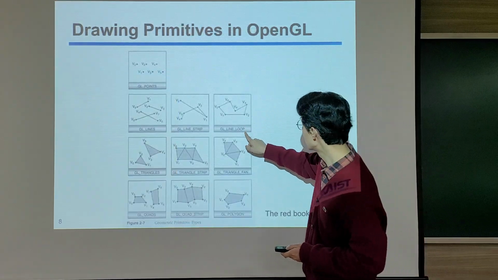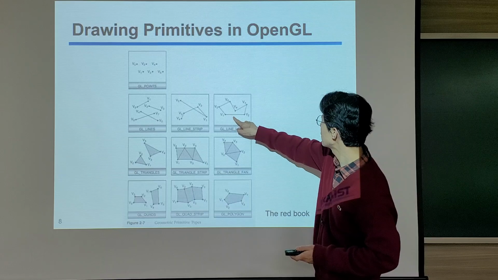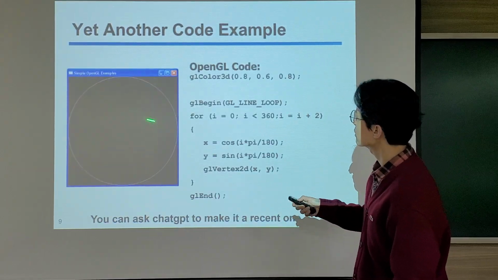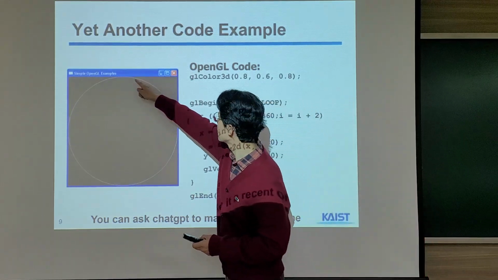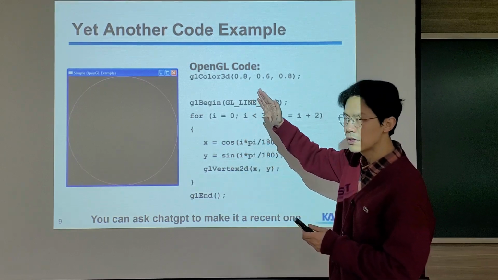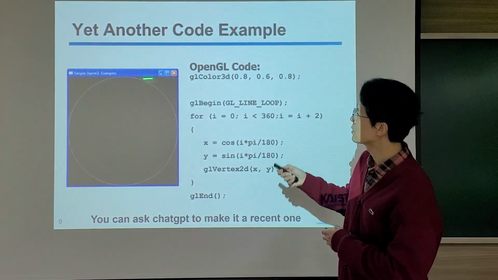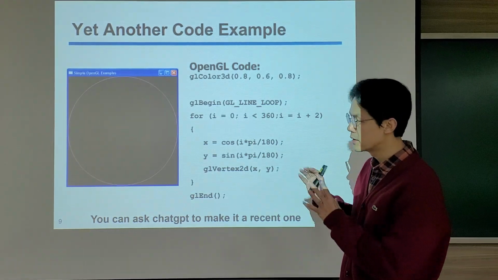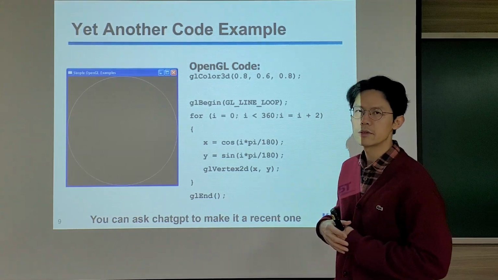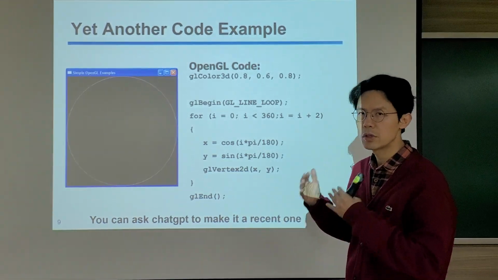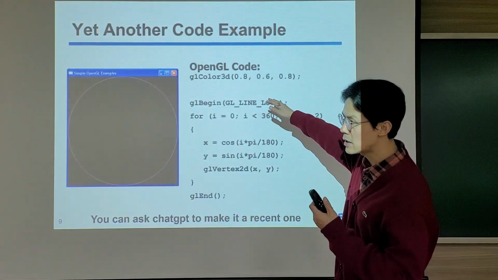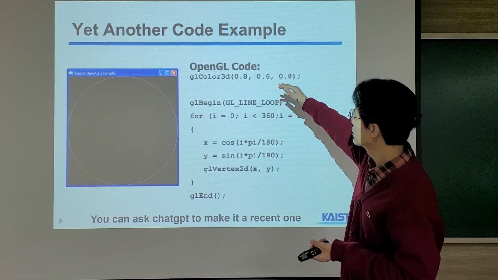With GL_LINE_LOOP, if I specify the vertices, I connect them with lines, right? So I just specify these little vertices, 360 of them, and connect them with lines. But you can see that it looks like a continuous circle. That's one of the main approaches for creating a continuous representation with the computer.